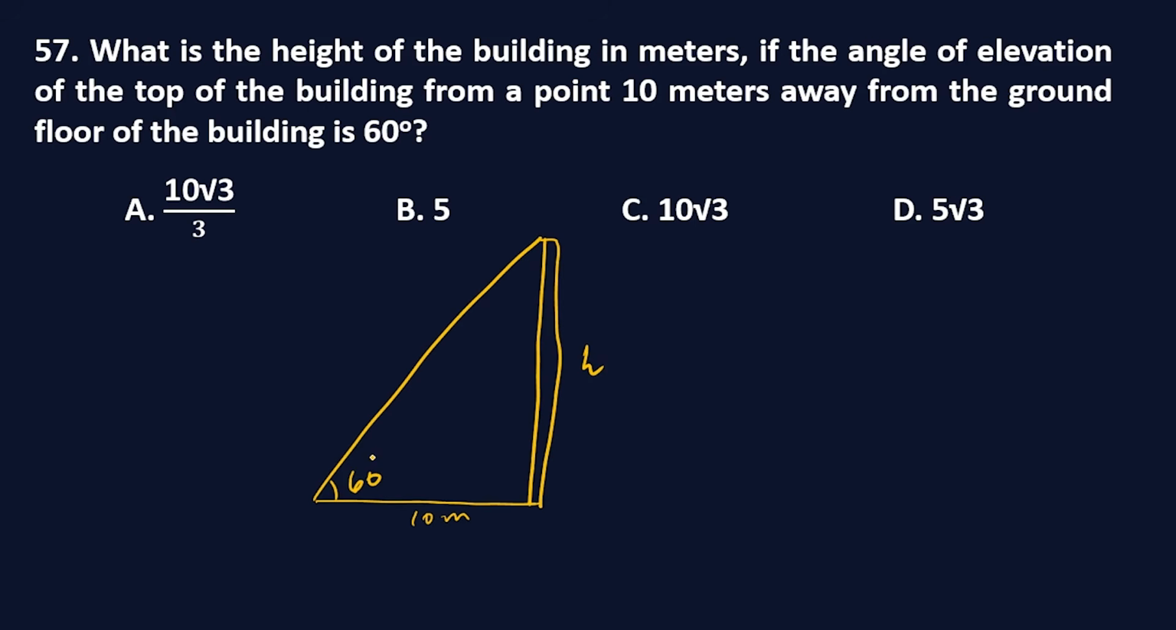Okay, the angle of elevation is 60 degrees, so having this information we are asked to determine the height of the building. To determine the height of the building we need to apply the concept of trigonometry, so tan of the given angle is equal to opposite over adjacent. Okay, so h becomes 10 times tan 60 degrees. Tan 60 degrees is root 3, so we can use root 3 in place of tan 60. So the height of the building will be 10 times root 3.